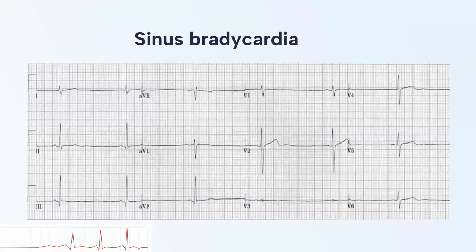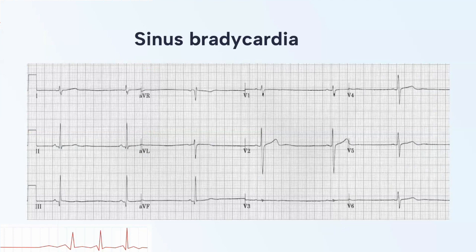So this is just a 12-lead showing sinus bradycardia. You can see the slow rate in the ECG, but you've got normal PR intervals. You've got these long TP segments, so between the end of the T wave and the beginning of the P wave.